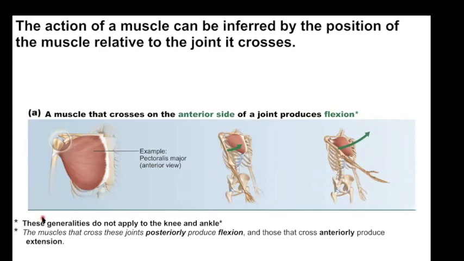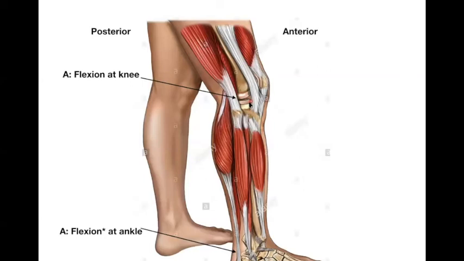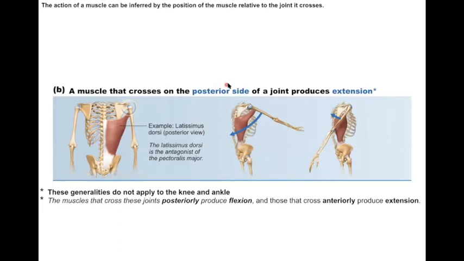And the big major exception is that once you get to the knee and ankle, it's going to switch around, based on that flexion movement of your knee bringing your leg basically closer to your body. That's a flexion movement. All right, so here's that flexion around the knee joint right here. All those muscles, your hamstrings, your soleus, and then flexion at the ankle, are going to be around the posterior part, right? So a muscle that crosses the posterior side produces extension for your upper body. And then again, that doesn't apply to the knee and ankle.